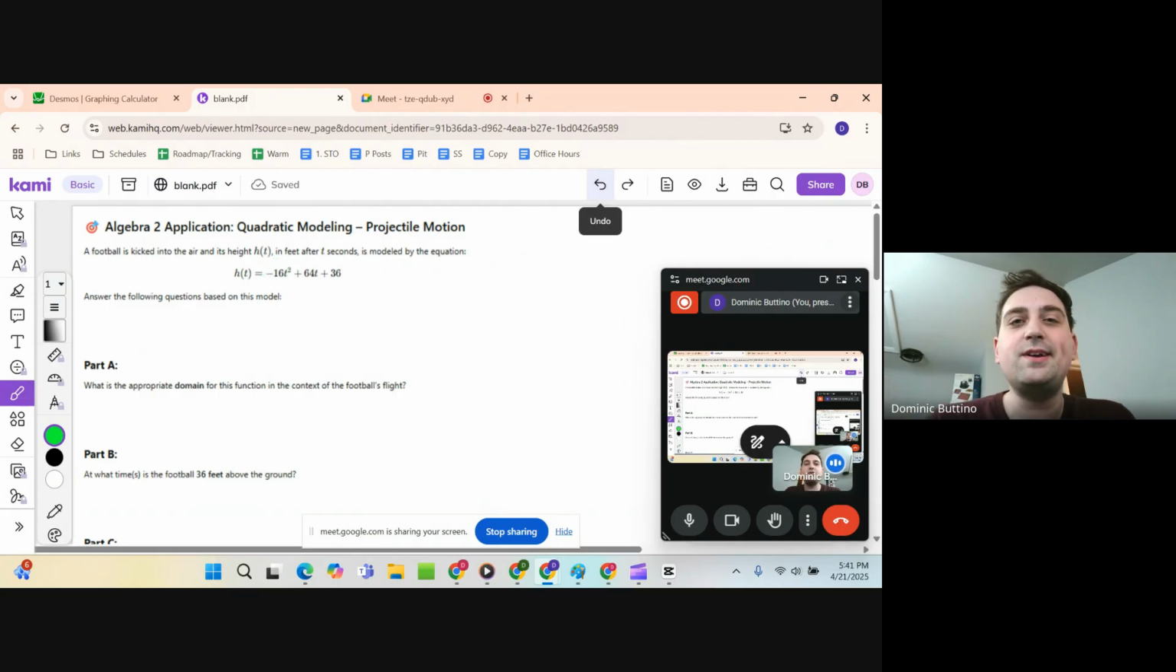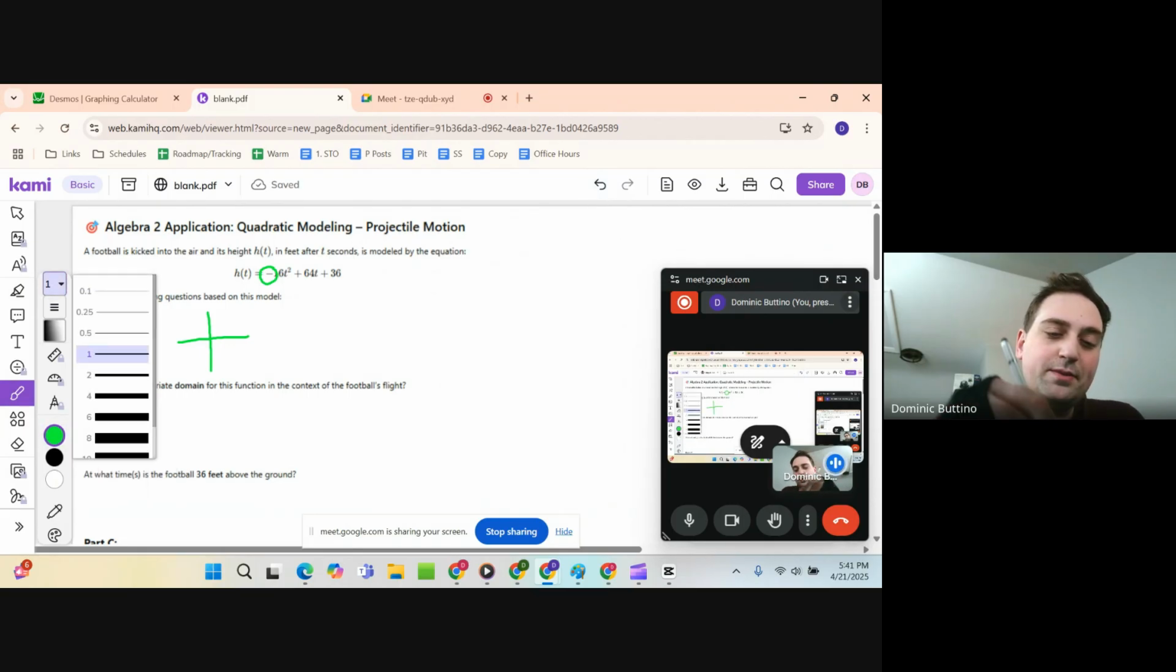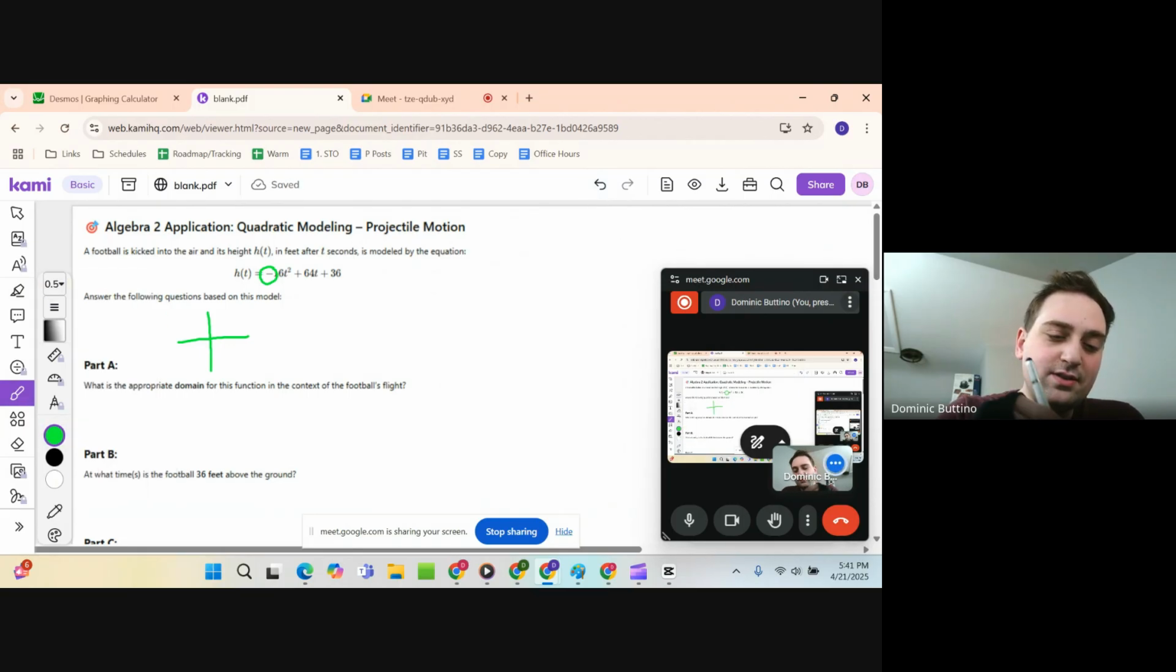Hopefully you know by looking at this throughout Algebra 1 and Algebra 2 that it is in the shape of a parabola. We know a few things about it. That negative a term means the parabola is going to open down. So if you were to draw a quick sketch of that parabola, it would look something like this. The parabola opens downward, and you would go into the negative territory.